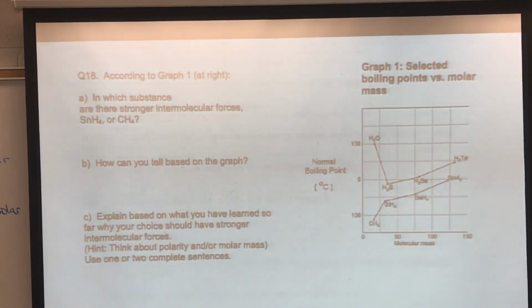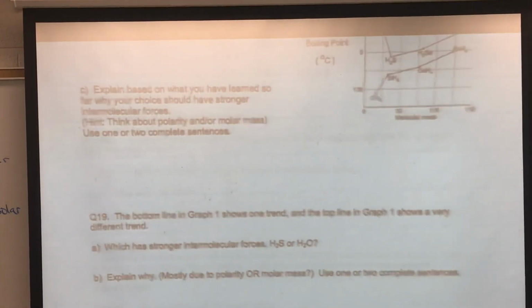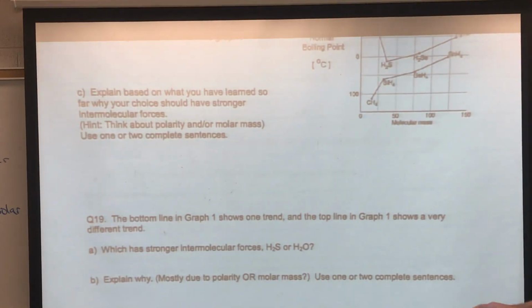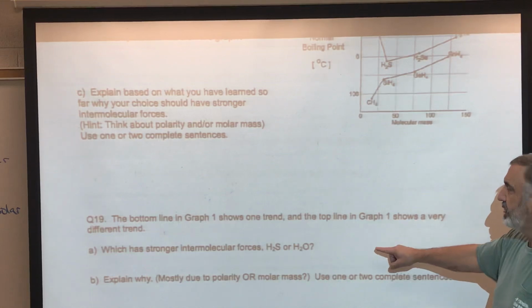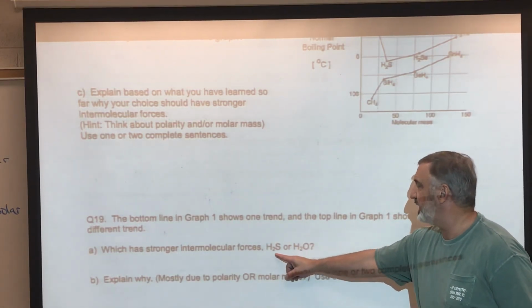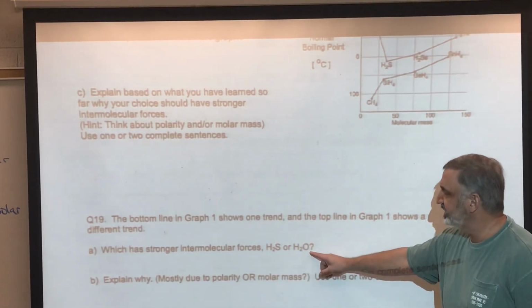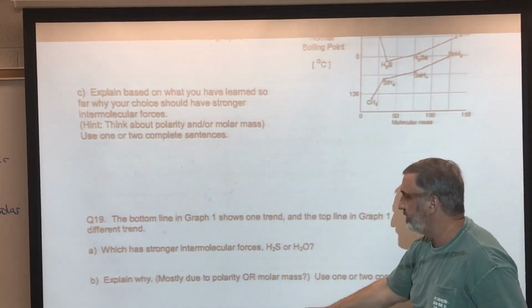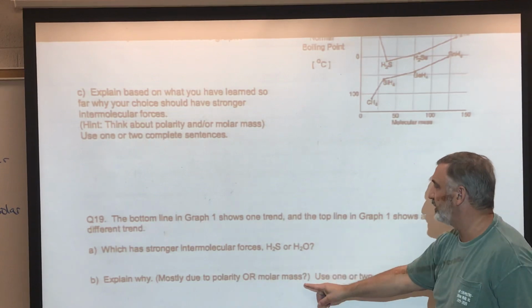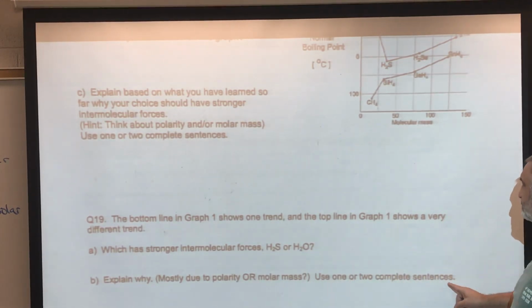Now, going to question 19. The bottom line in graph 1 shows one trend, and the top line shows a very different trend. Which has stronger intermolecular forces, H2S or H2O? Well, obviously H2O has a much higher boiling point. Okay, it's way up here. Now, explain why, mostly due to polarity or molar mass. Use 1 or 2 complete sentences.